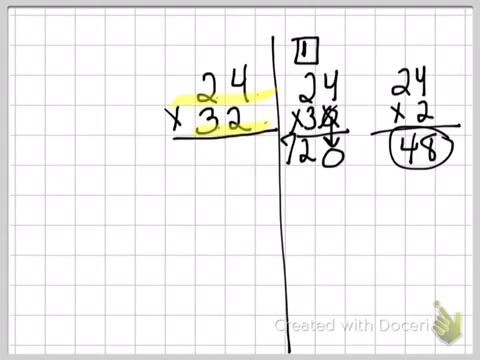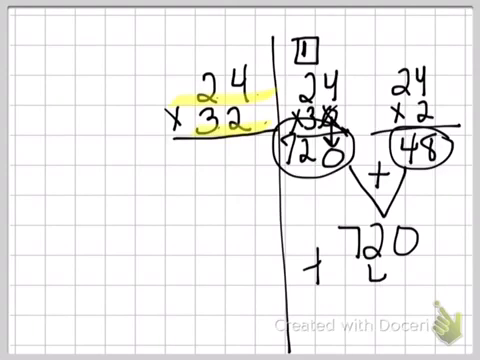So how do you think we're going to find that answer? We know that 24 times 2 is 48. And we know that 24 times 30 is 720. So the way that we're going to do that is we're going to add these two amounts together. We're going to add 720 plus 48. And that will give us the answer to what is 24 times 32.